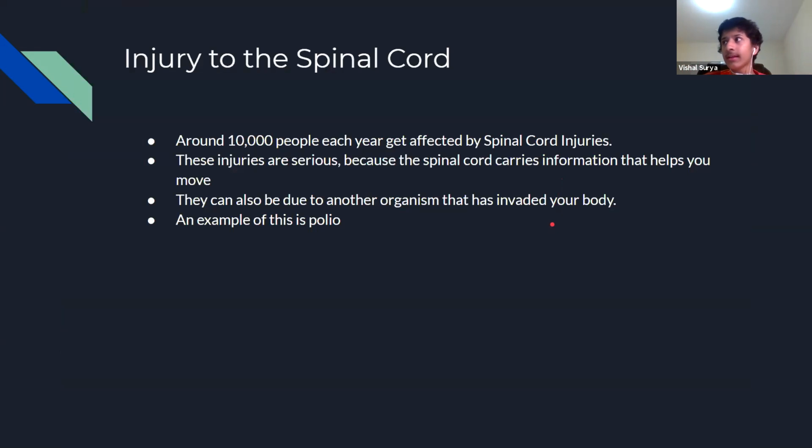So yeah, then I think this should be the last thing we're talking about before we get into questions and problems, but it's injury to the spinal cord. Around 10,000 people each year get affected by spinal cord injuries. And these injuries are serious because, as we have seen, the spinal cord carries information to help you move. They can also be due to another organism that has invaded your body. For example, polio, which we'll get into more detail in another lesson. But polio is a disease that you guys most likely got vaccinated for whenever you were really young, and polio makes you so you can't move.